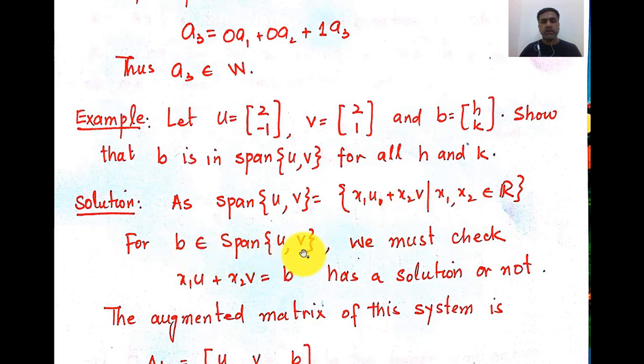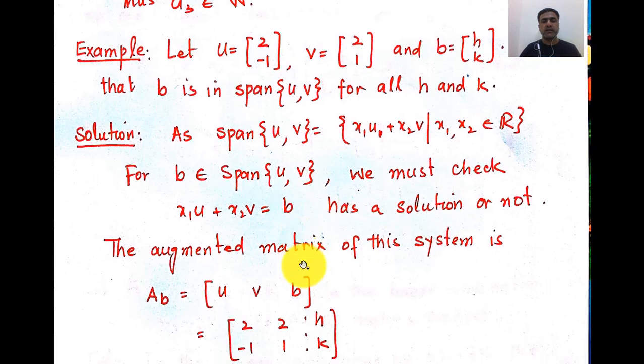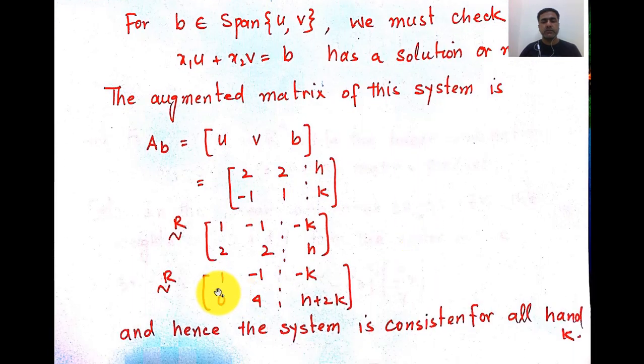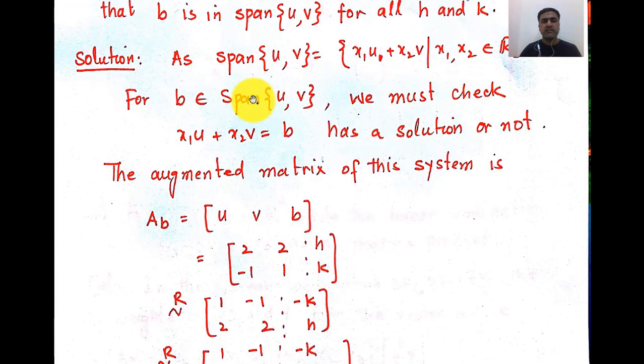For B belonging to the span of u, v, we must check whether the system x1 u plus x2 v equals B has a solution or not. The augmented matrix of this system is given by [u v B], which is this matrix, and this can be reduced to this form. And now we know that the rank of [A B] is equal to the rank of A, and hence this system is consistent irrespective of any values of h and k. Hence the vector B is in the span of u, v for all values of h and k.